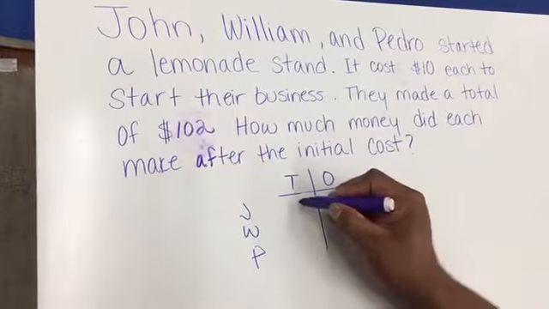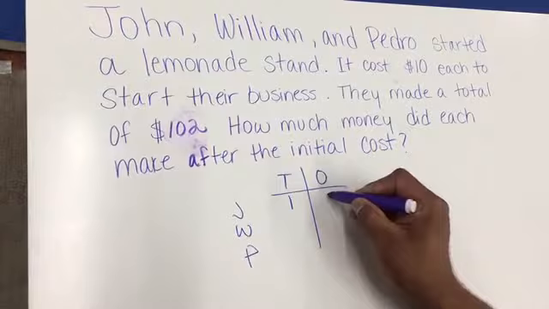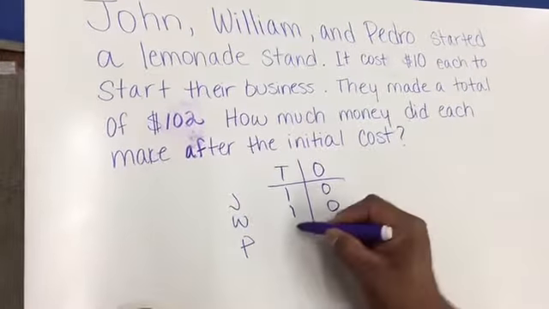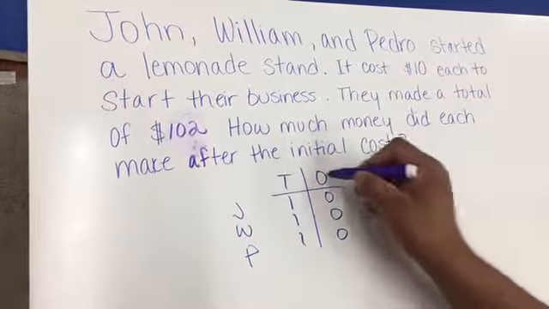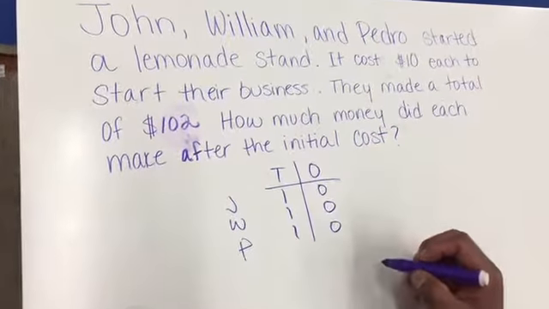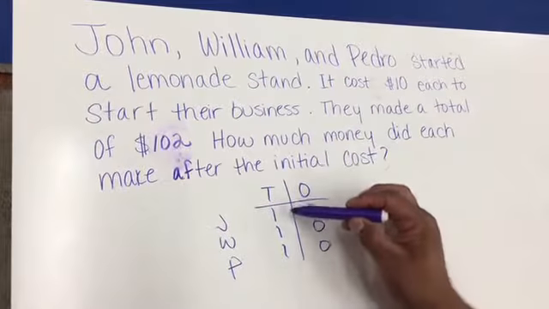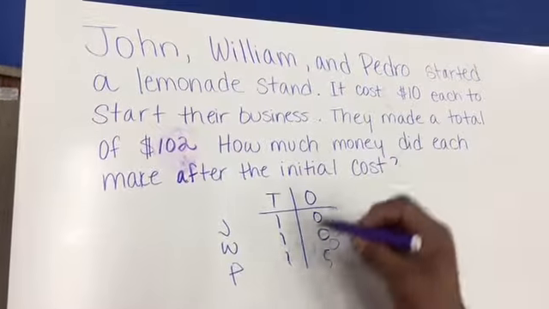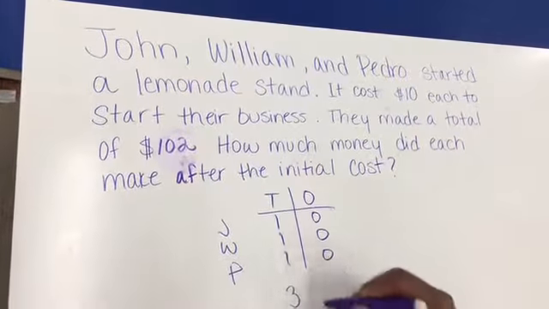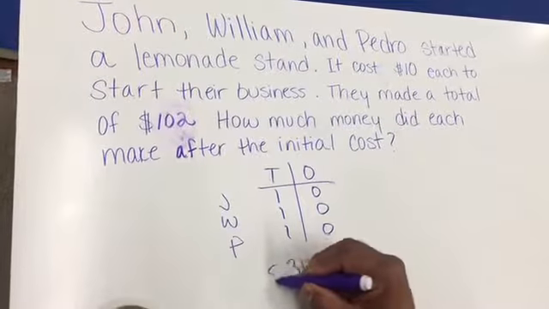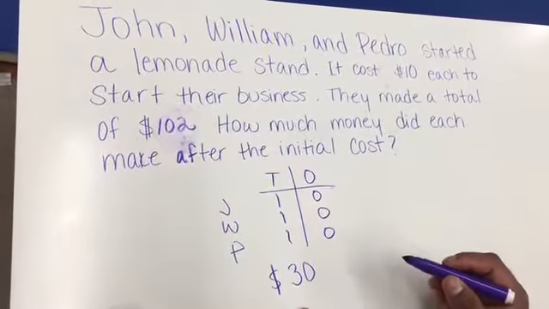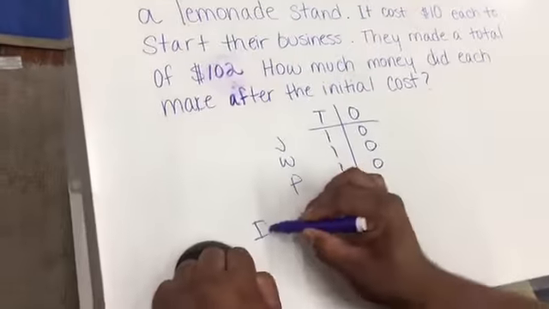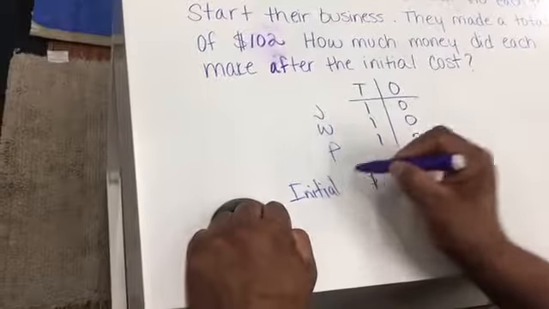It cost each one of them 1 ten unit and 0 ones. So in total it cost them 10, 20, 30, or 3 ten units. 3 ten units equals $30. So it cost them $30 to start their business initially. I'm gonna put here initial cost.